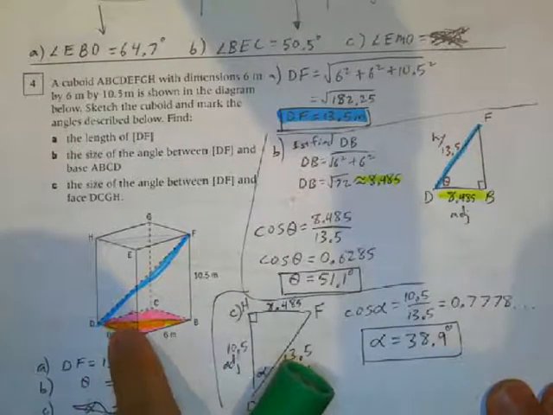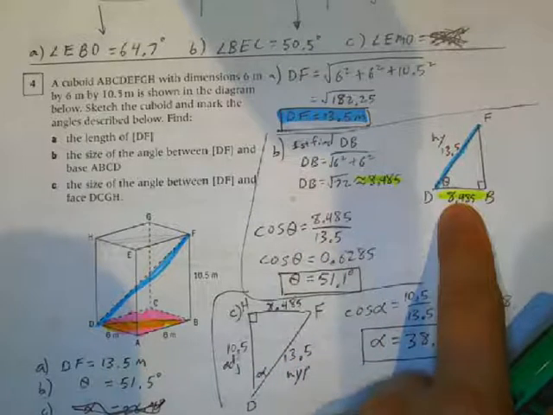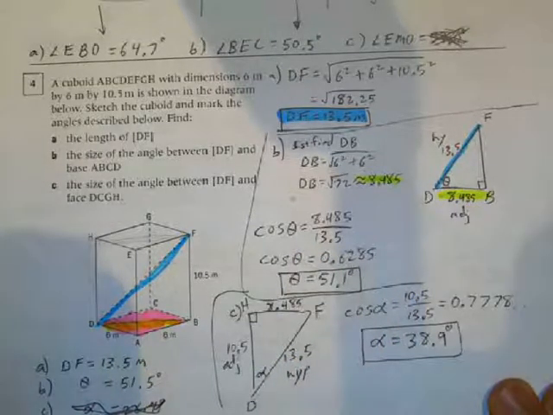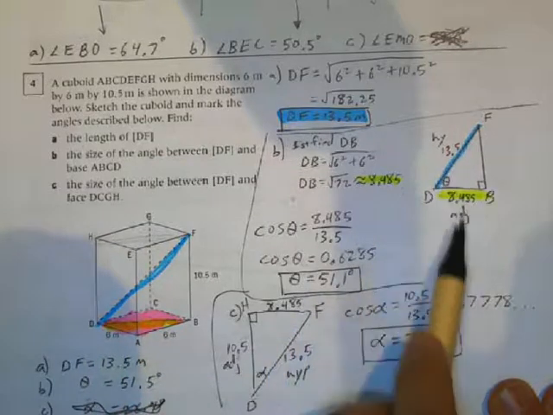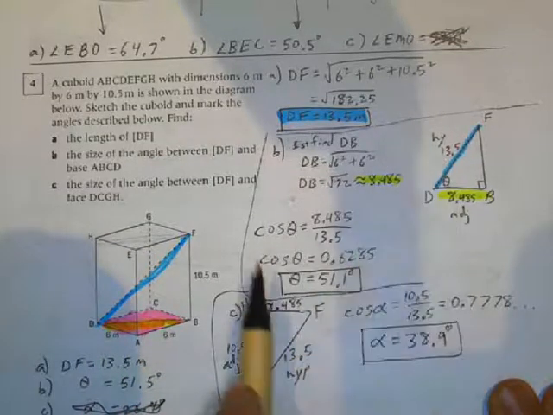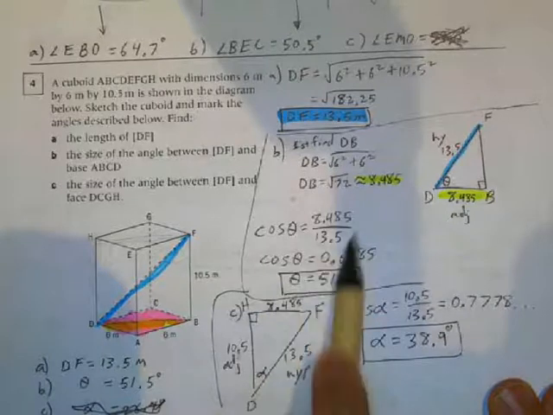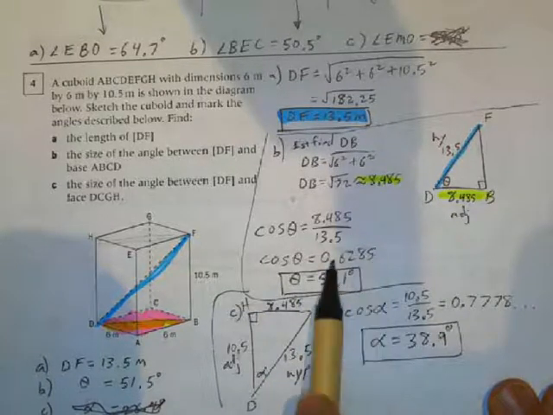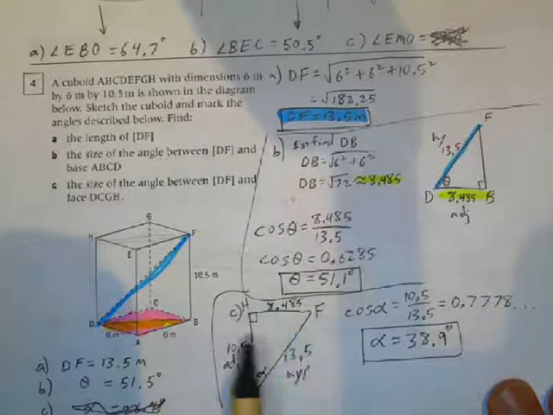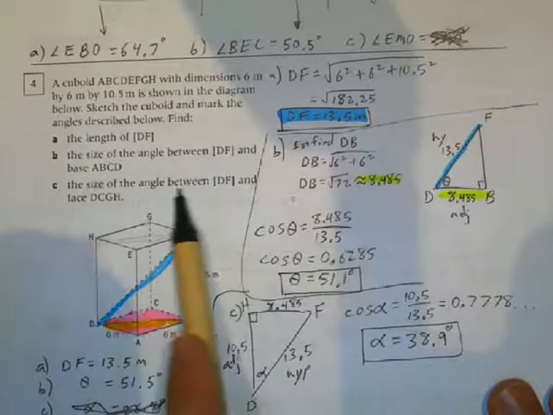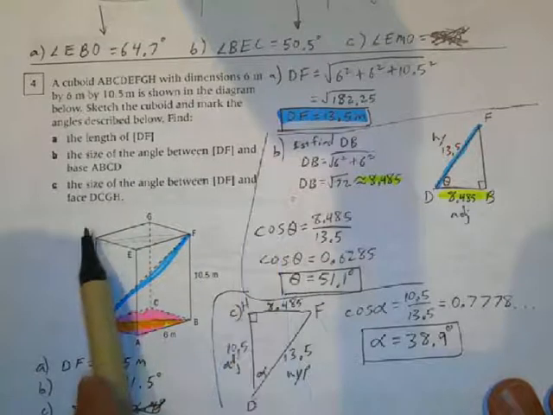from there to there. Okay, so now I can figure out my angle between F, D, B with these two things. This is adjacent, that's hypotenuse. I'm going to use cosine, get my fraction, do inverse cos, I get my angle. Okay, then now the last question, find the size of the angle between DF and the face DCG.